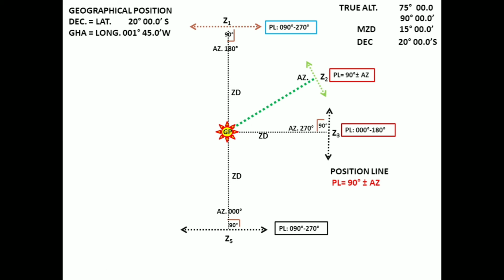So here, it was bearing 180 plus minus 90. My position line is 90 to 270. 90 to 270. Here also 90 to 270. At this place it is running 0, 0, 0, 180. And here it would be whatever the azimuth is. If it was about 250, 250 plus minus 90, that would be my position line.